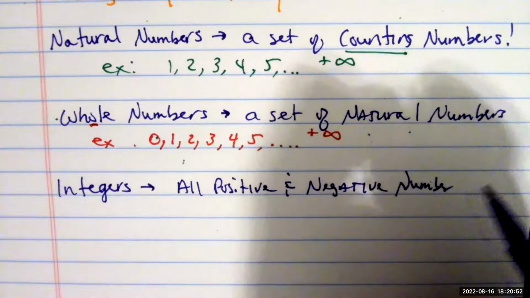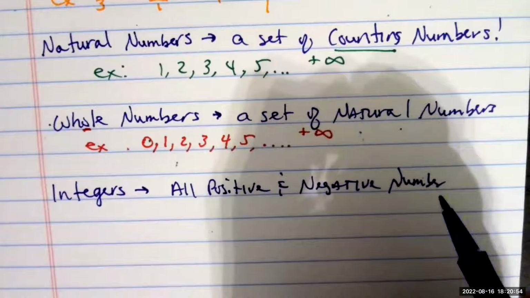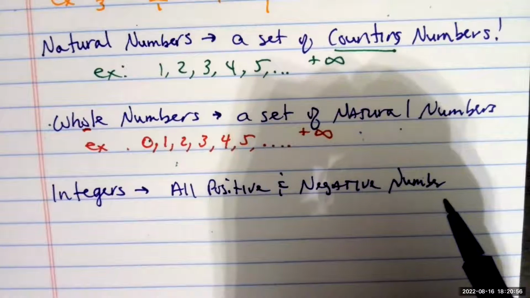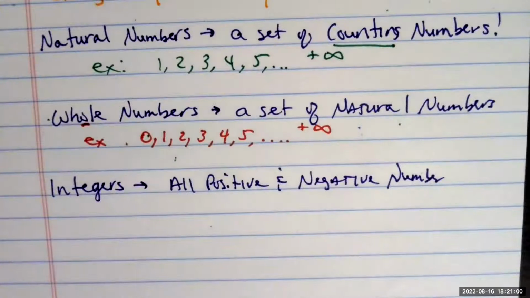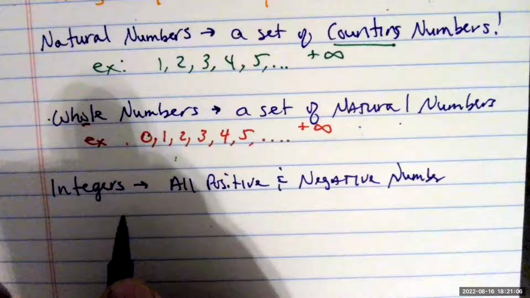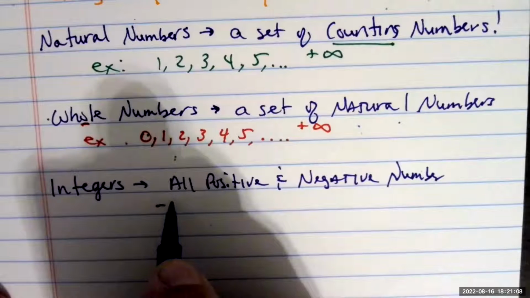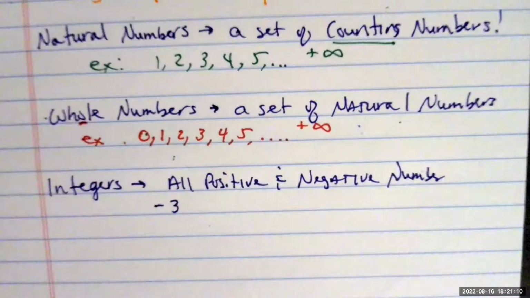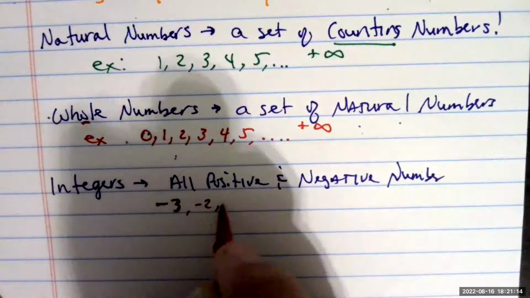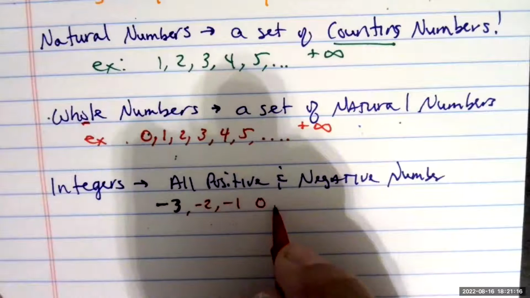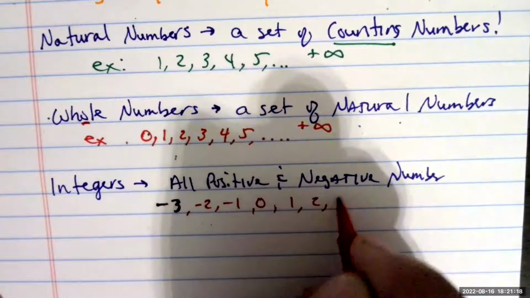All right, and so all positive numbers and all negative numbers. So what are some positive and negative numbers? All right, so here we go. So we're going to say negative numbers, and we're going to just do a 3. Let me do a different color so you can see a little better. So we got -3, -2, -1, 0, right? And then 1, 2, 3.